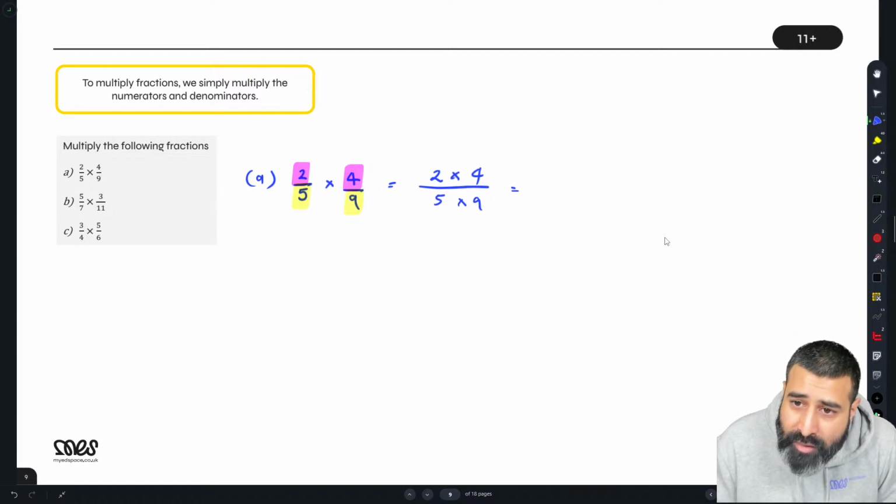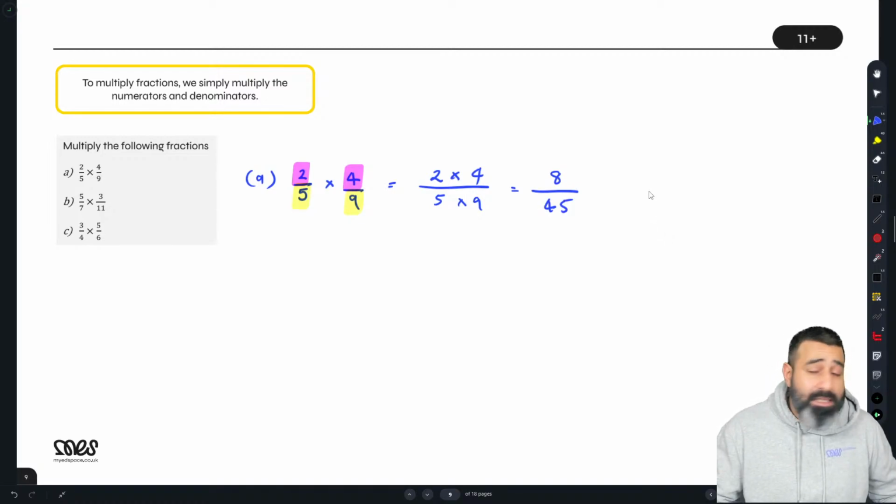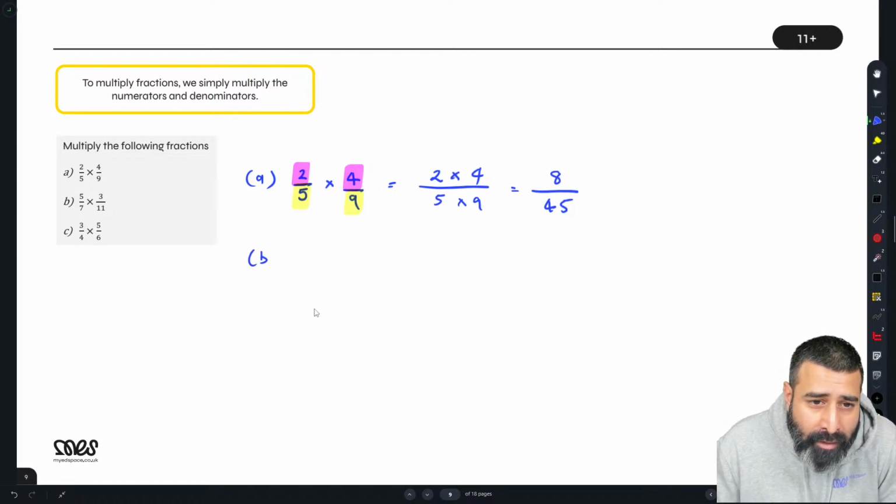So 2 times 4 is 8, divided by 5 times 9, which is 45. So my answer here is 8 over 45. Can I express that in a simpler way? No, that's in its simplest terms. Done. Let's have a look at B.